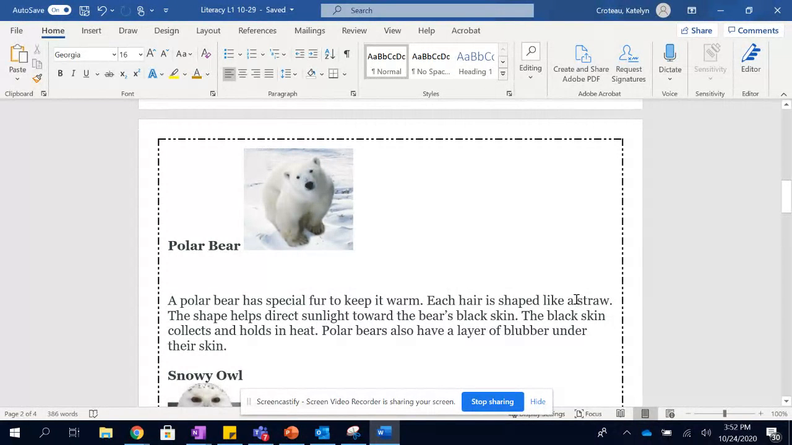So I heard that they have sort of straw tube-like hairs, and that those hairs draw in the sunlight. That sunlight then is collected and lays kind of on that dark skin. Darker colors tend to hold more heat. You probably know that if you've ever sat in a car that has black seats, it burns you if it's been in the sun for a while, right? So it holds that heat more. And then in addition to the tube-like hair and the black skin, they also have a layer of blubber under their skin.